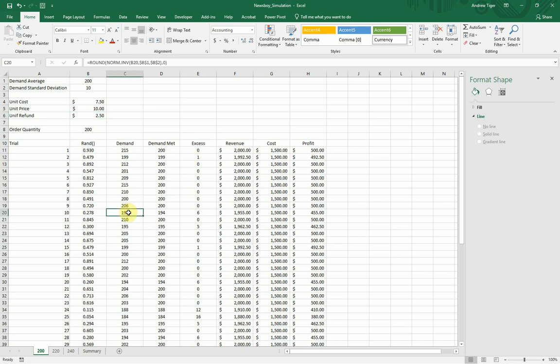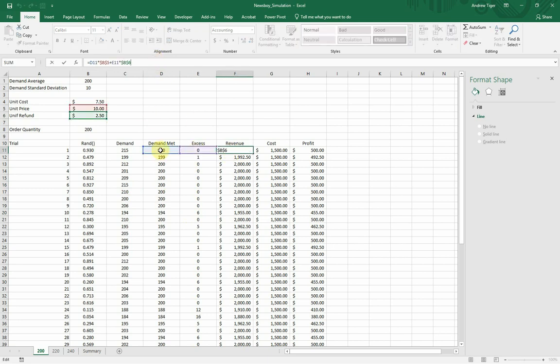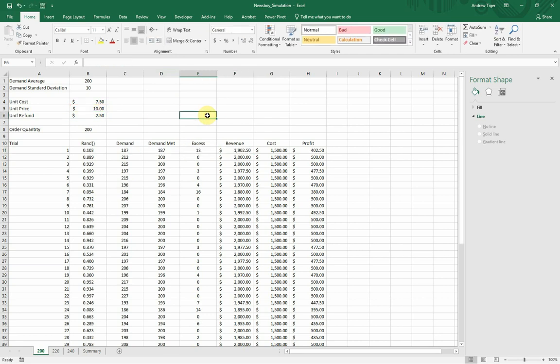And when that number is really light, these numbers are big. When the demand is bigger than that, I don't have any excess. I sold them all. So there's my two sources of revenue, selling at retail and selling at refund. So my revenue value is this value times 10 plus this value times $2.50. Well, my cost is how many calendars I buy multiplied by the unit cost. And that never changes, so just copy that formula down.